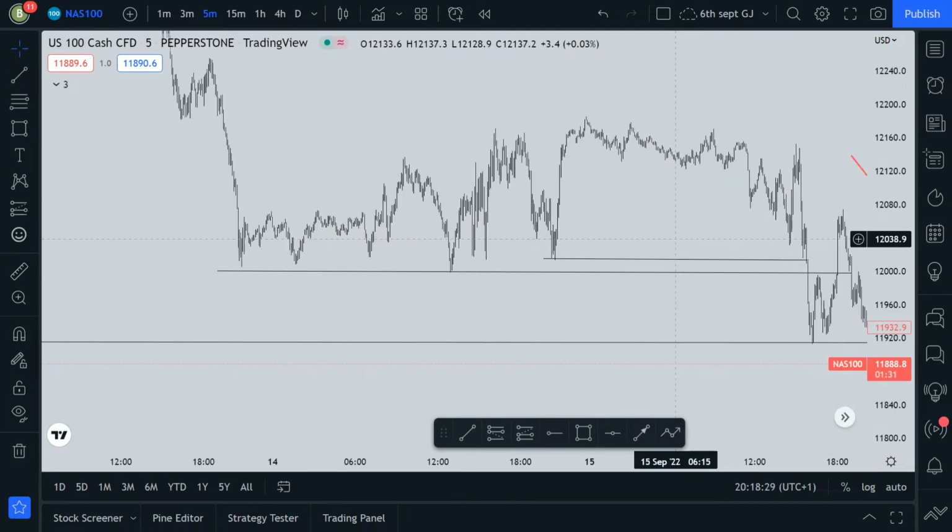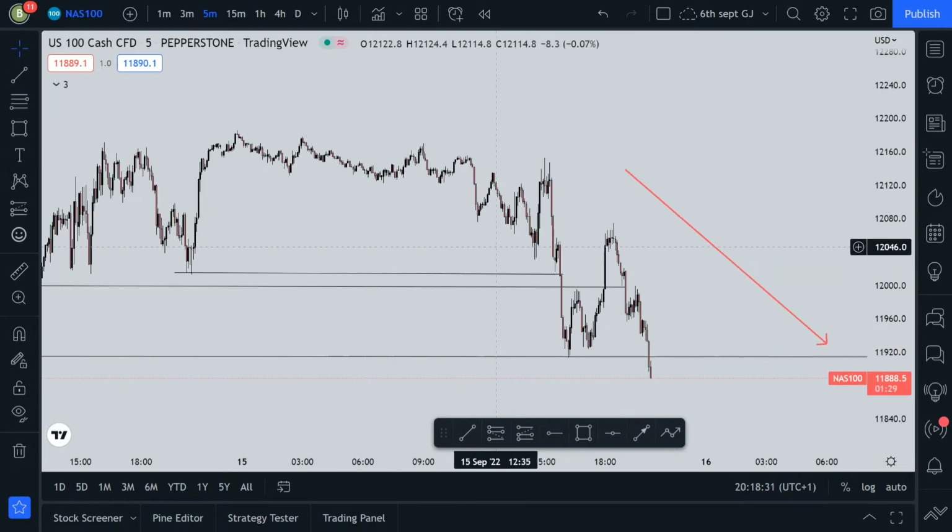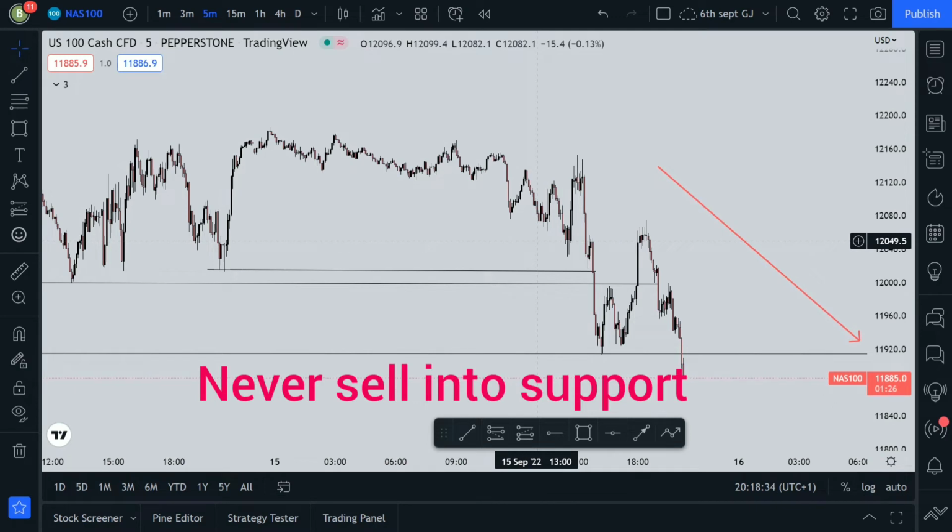And you know, as a trader, you should not sell into support. That's the last thing you should do, selling into a support. Wait for price to break the support, then you start getting sales.